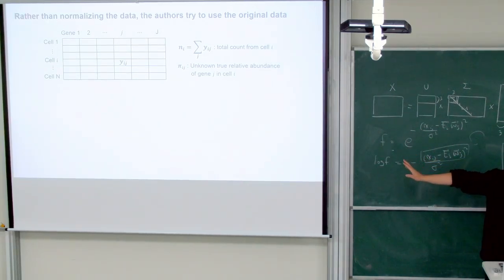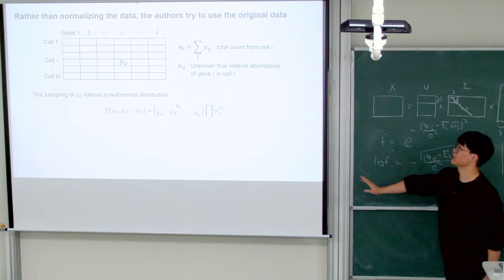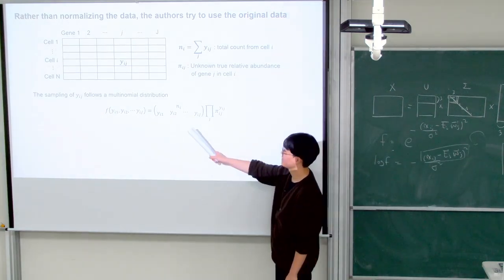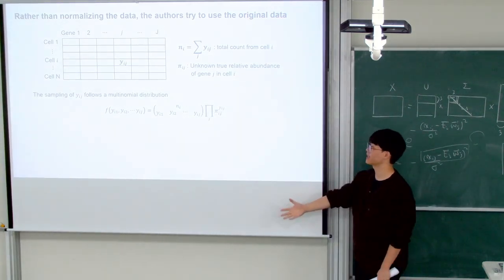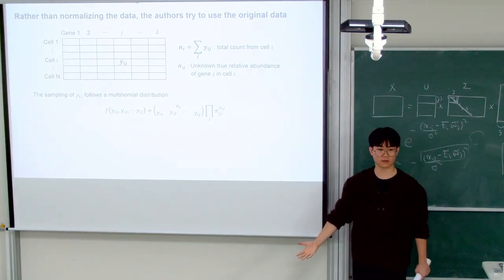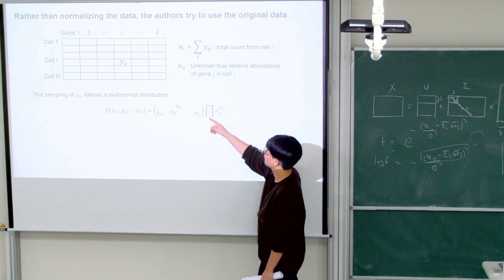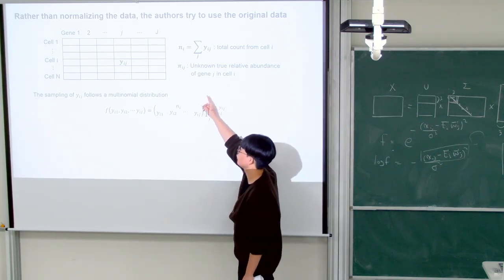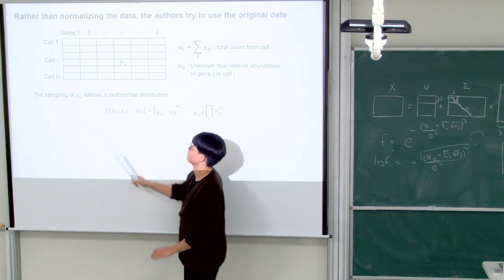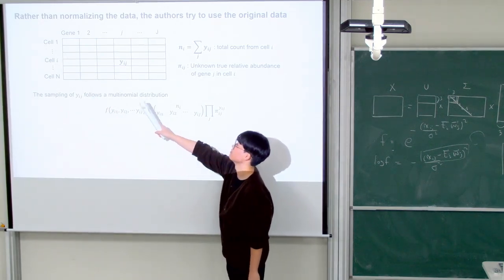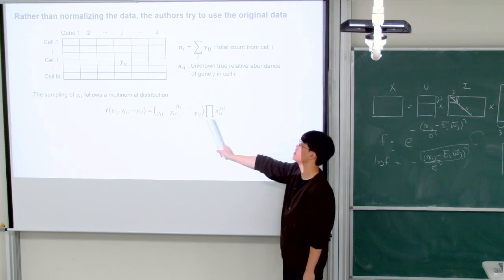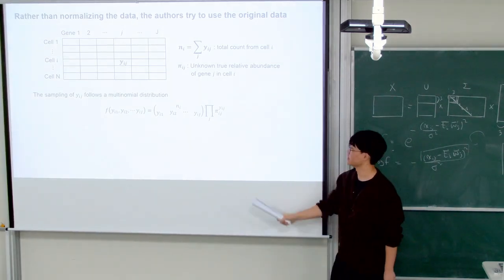And when we write these kinds of forms, we know that the sampling of the data will follow a multinomial distribution, meaning that for all data, we pick yi1 number of gene 1, yi2 number of gene 2, and we pick yij number of gene j. And this is the probability here.